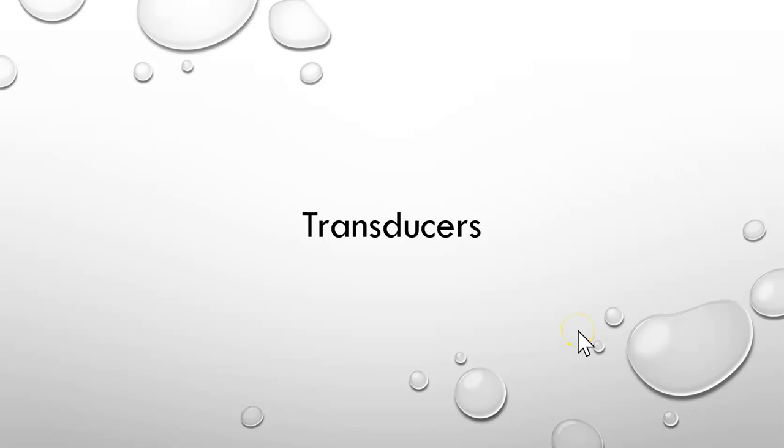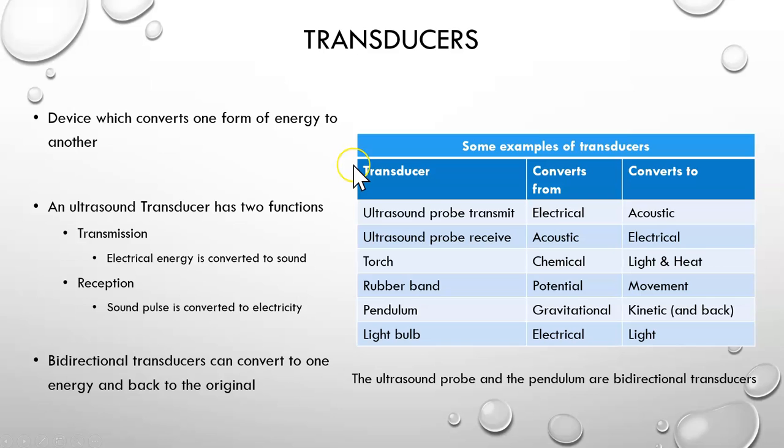Alright then, now the next section is on transducers, and so we'll go through these. This will talk about probably as much as you need to know about transducers to get through the SPI exam. So what is a transducer? This question comes up, and the answer is any device which converts one form of energy to another.